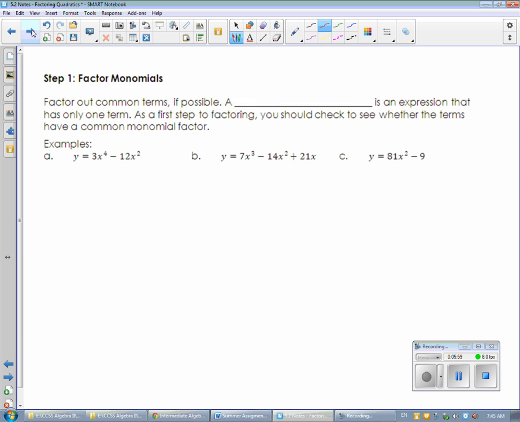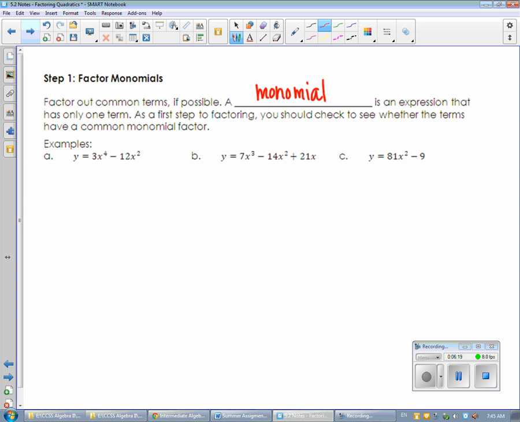Okay, so the first thing we want to always look for is if there's something in common that can be factored out or divided out of the expression to simplify it a little bit. And so it says to factor out common terms, we want to do that if possible. A monomial is an expression that involves only one term.